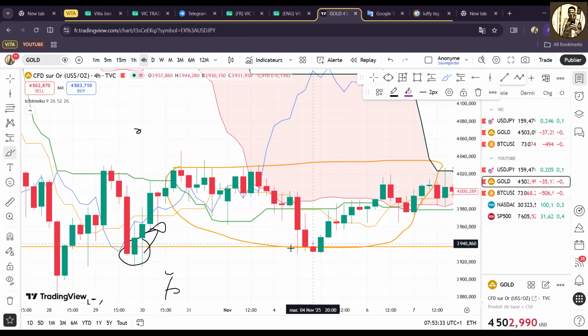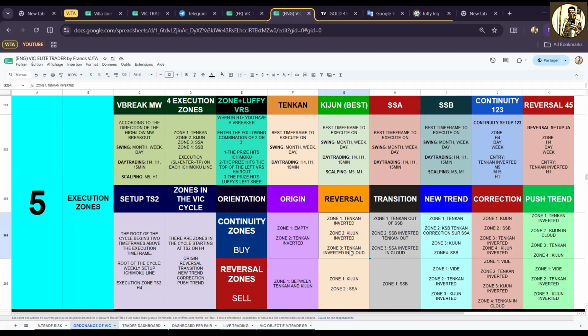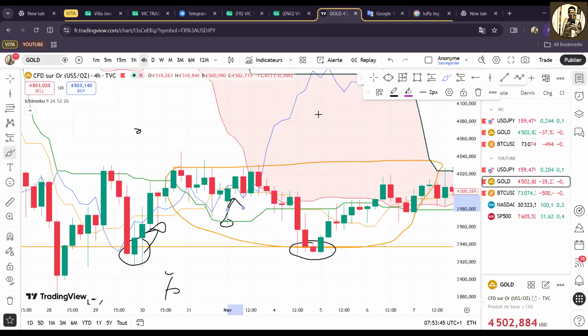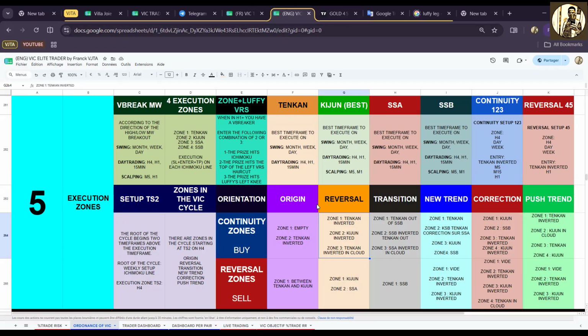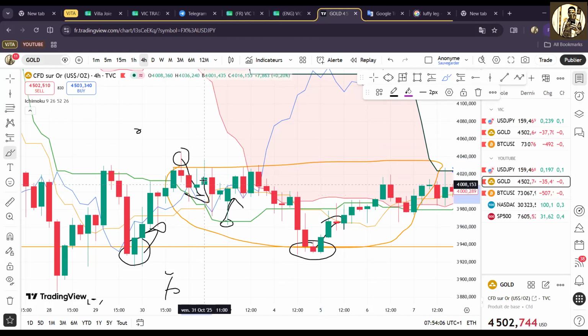You also have another continuity on inverted Kijun here. It is also a continuity zone. The Tenkan inverted in cloud, we don't have that Tenkan inverted in this cloud for continuity zone. But now for reversal zone, you have Kijun and SSA. You will see that when the price moves to the upside here, the reversal during this cycle, you have this one on Kijun, on this Kijun.